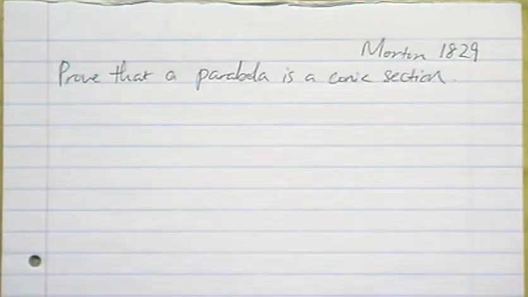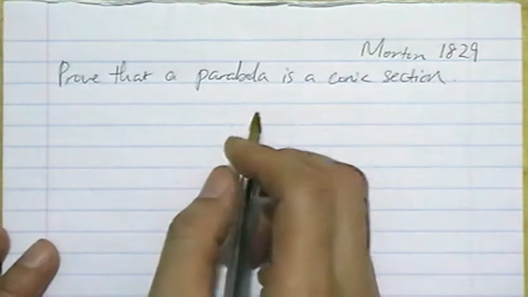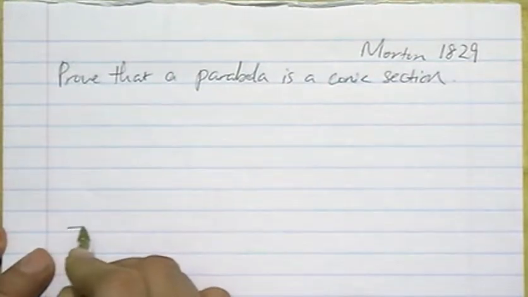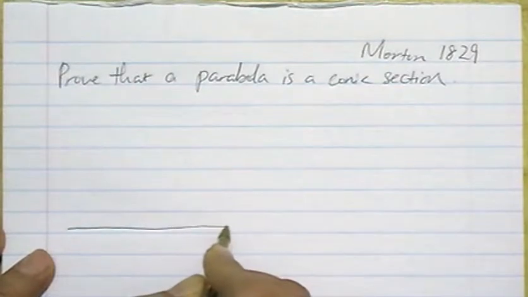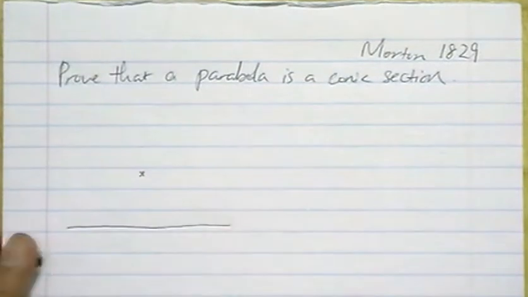I shall show that a parabola is a conic section. To do this, I must first define what a parabola is. Consider a straight line and a point some distance away.